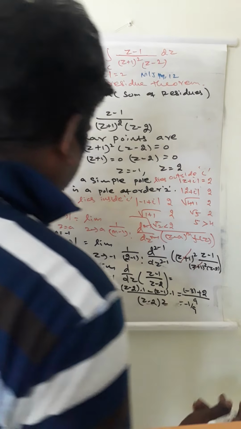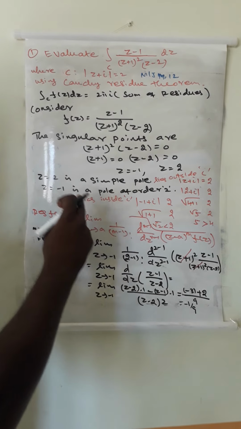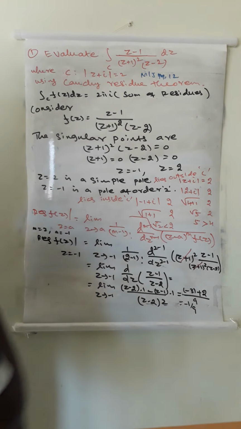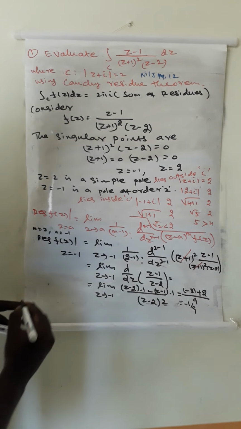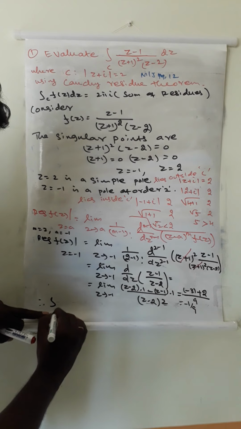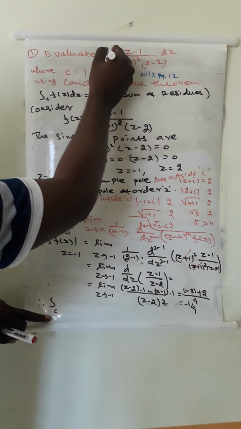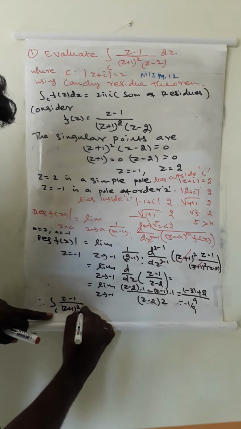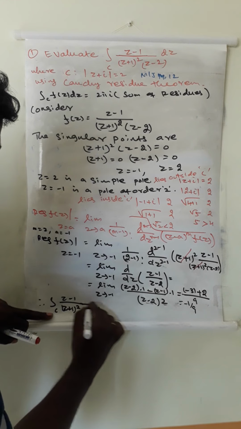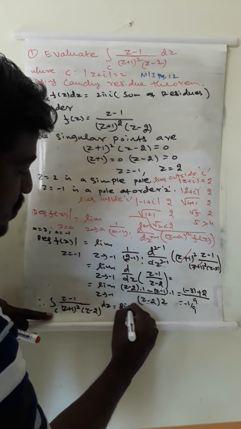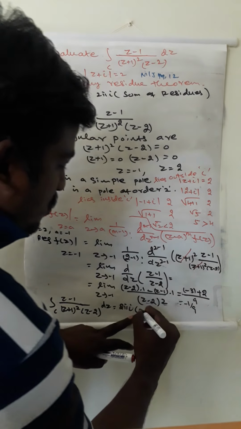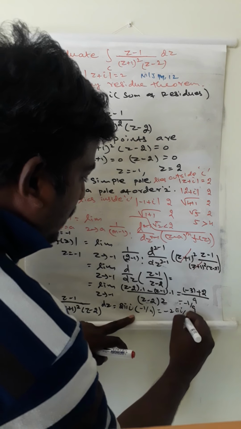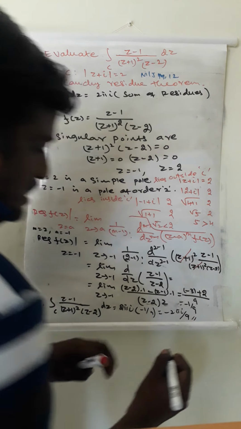So the residue at z equal to 2 is 0 because it lies outside the circle C. The residue at z equal to minus 1, my answer, is minus 1 by 9. Therefore the integral over C of (z minus 1) by (z plus 1) whole square into (z minus 2) dz is equal to 2 pi i into the sum of the residues. Here there is only one residue, minus 1 by 9. My final answer is minus 2 pi i by 9.